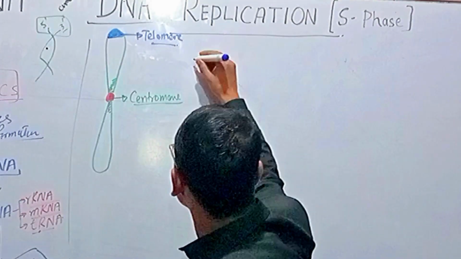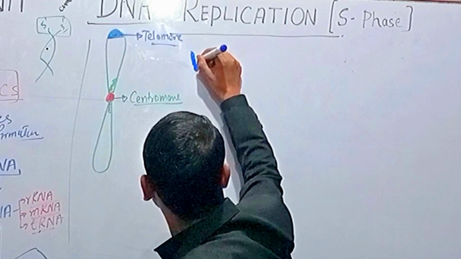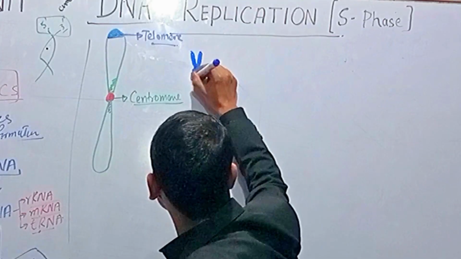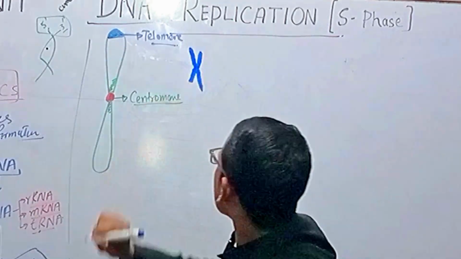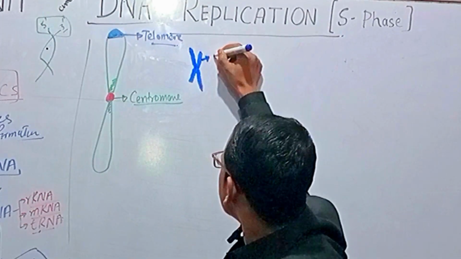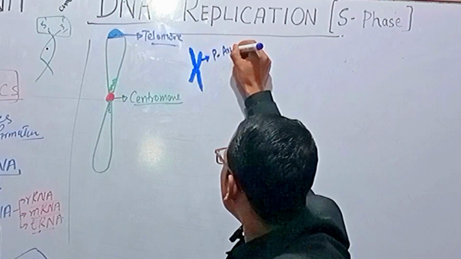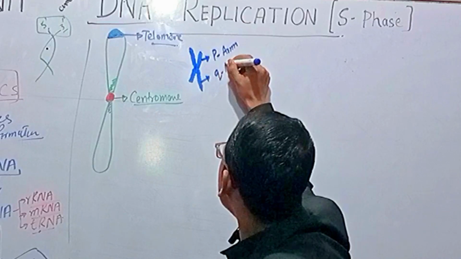If we want to know more about a chromosome, it has sister chromatids, right? This short chromatid is called the p-arm and this long one is called the q-arm, right?